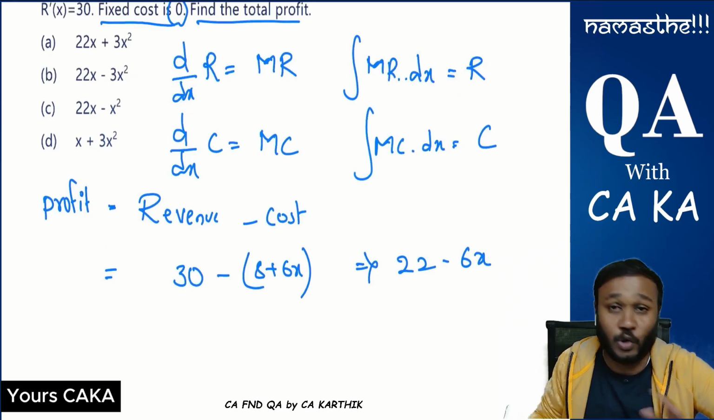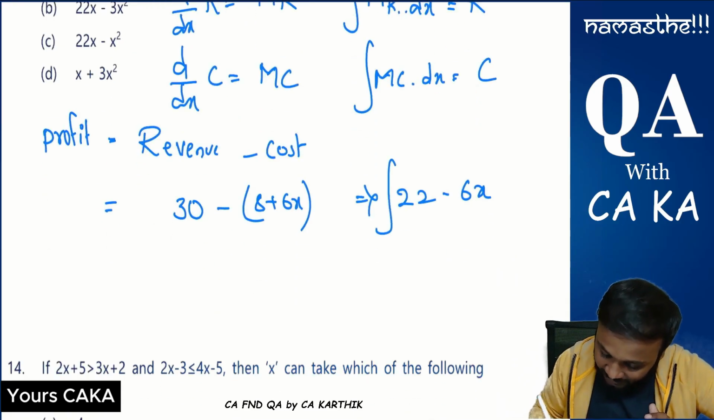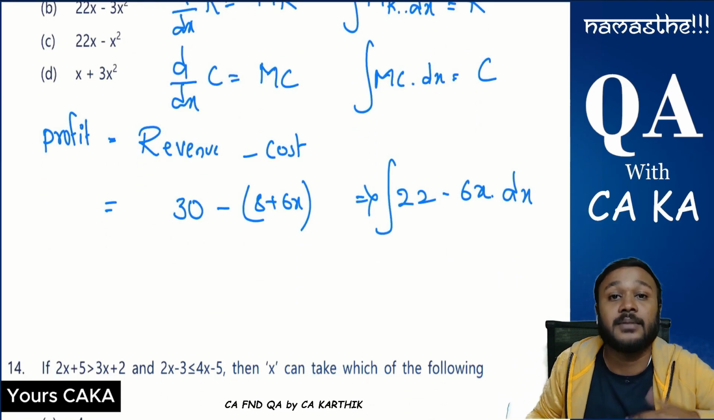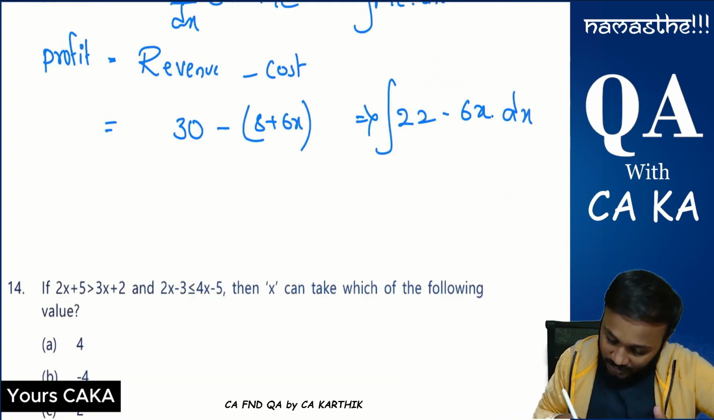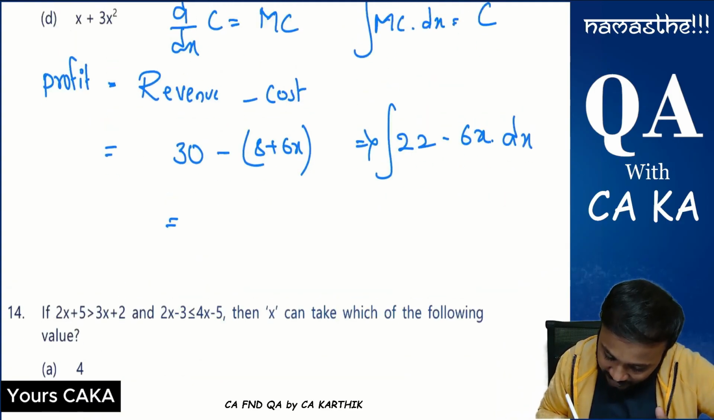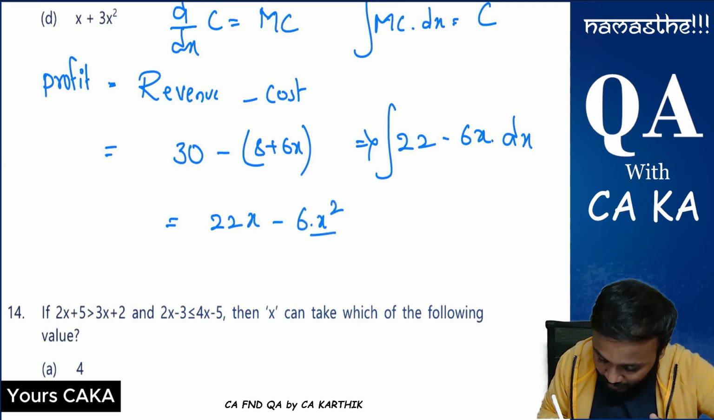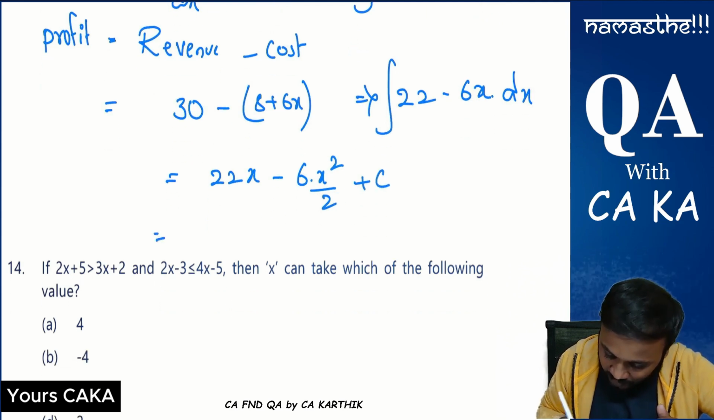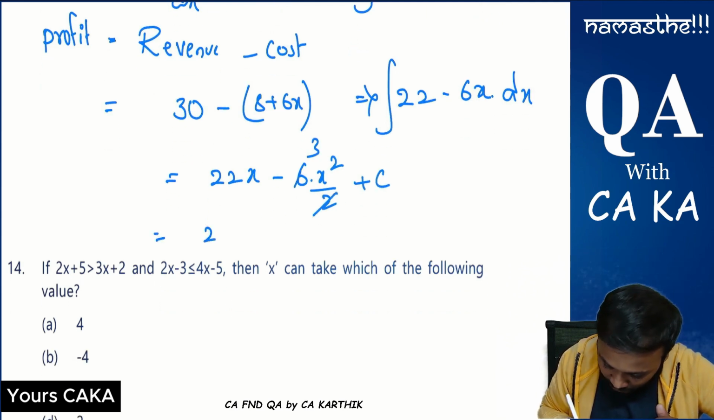Is this the answer, sir? No, this is not the answer. We need to do integration for this. As it is the marginals, we need to change it to general. So when you apply the integration, whenever there is a constant, you'll get 22x minus 6 into x square by 2 plus c. Now two threes, 22x minus 3x square plus c.